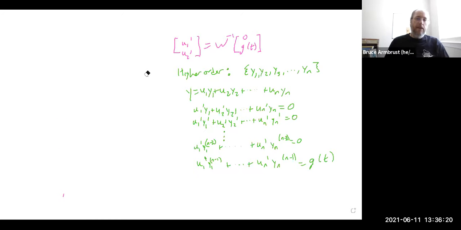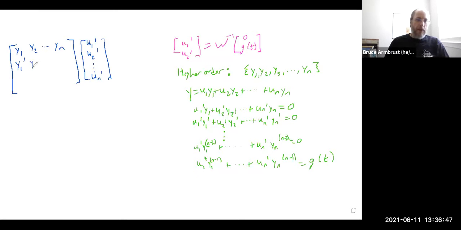Because it's a little bit larger order, it's going to look like this now. So we're going to have y1, y2 down to yn times u1 prime, u2 prime, all the way down to un prime. And then the next row is going to be y1 prime, y2 prime, all the way down to yn prime.